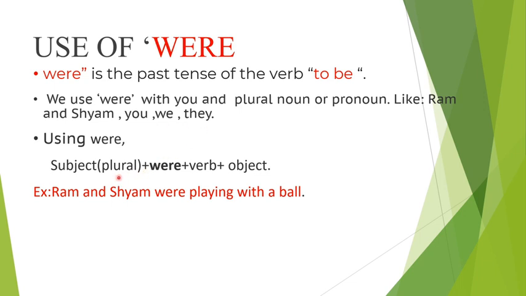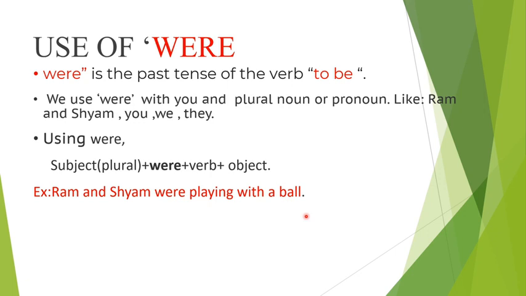So with this plural subject you will use were plus your verb, any verb you're talking about, the action you're talking about, plus object. So how are we framing a sentence? Let's see one example to understand this. Ram and Shyam, plural subject, were, because we are talking about two persons, so we will be using were. Verb, playing, and object, with a ball. So Ram and Shyam were playing with a ball.